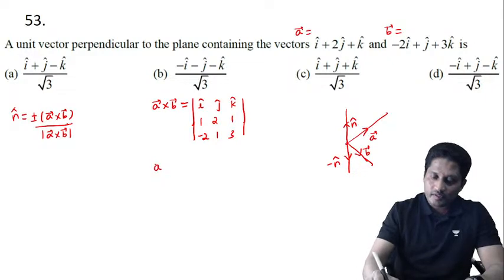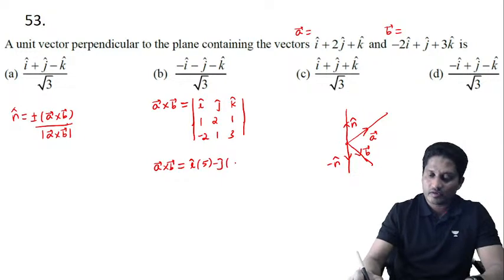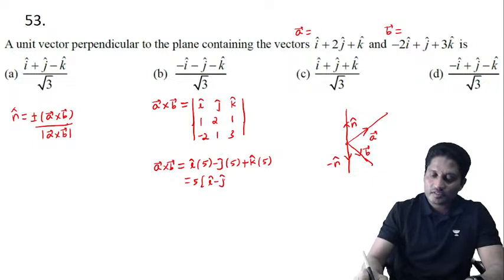Now A cross B is equal to, hi Gaurav, this is i into delete first row first column, 6 minus 1 is 5, minus j, delete first row second column, 3 plus 2 is 5. Delete first row last column, you get plus 5. You take 5 common. This is minus i plus i minus j plus k. This is A cross B. Right, mod of A cross B is equal to modulus of 5 is 5, it will be equal to root of 1 plus 1 plus 1, which is equal to 5 root 3.